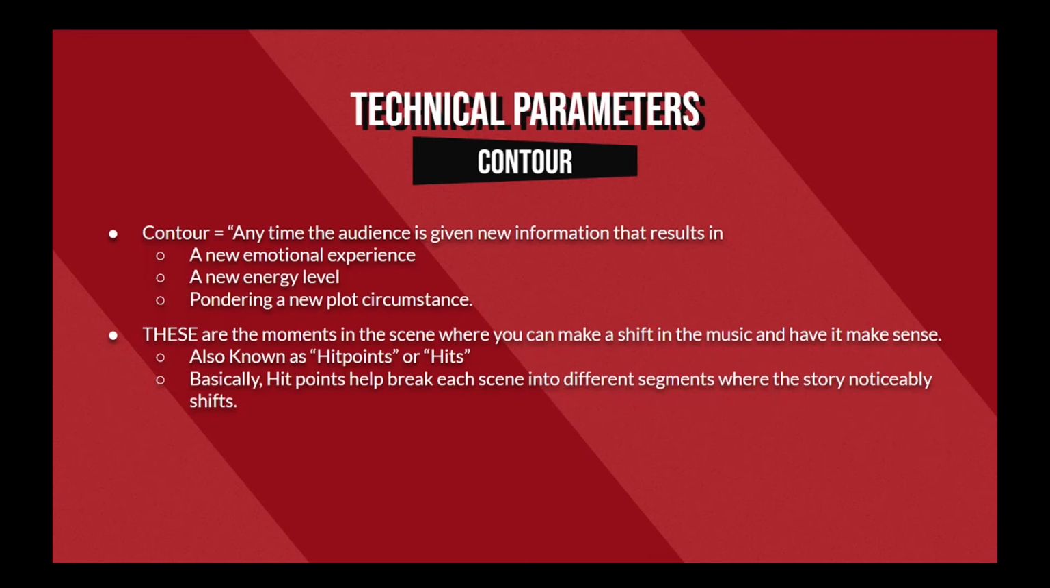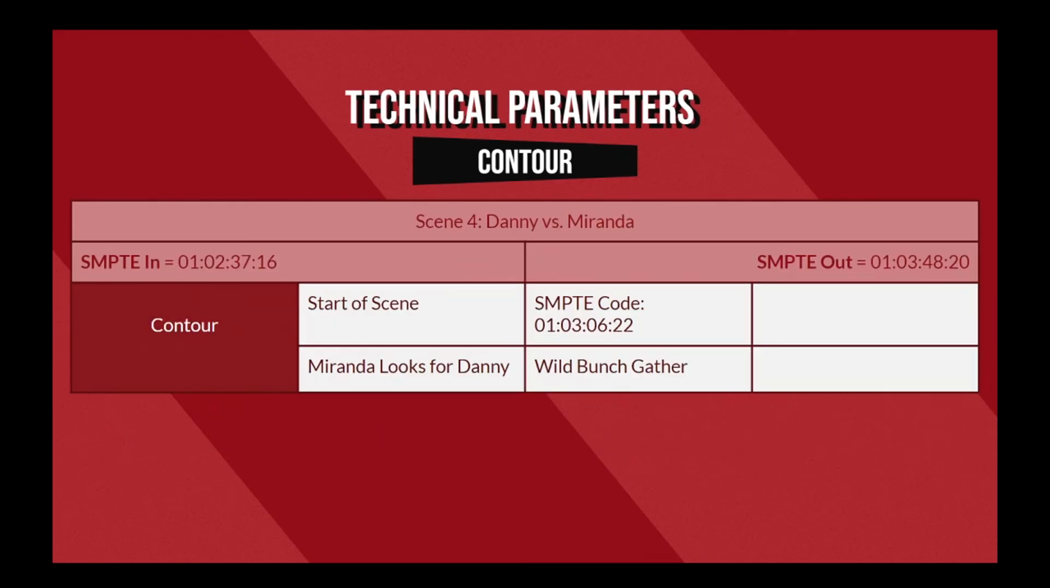Now, it's super important to make sure you don't get carried away with assigning hit points in your scoring projects. If the music shifts around too frequently, it's going to very quickly become distracting and take away from the story. With that in mind, let's take a quick look at what moments in our scene could warrant a shift in contour. The first big one takes place around SMPTE code 01030622.